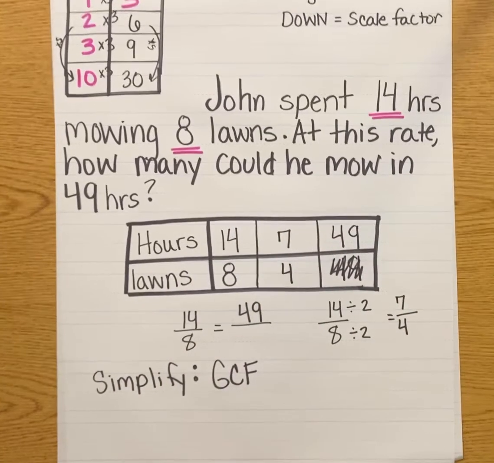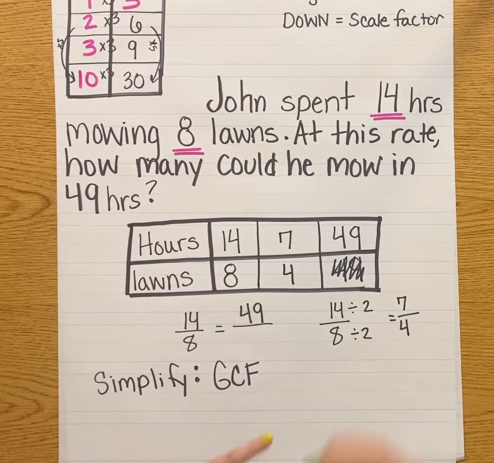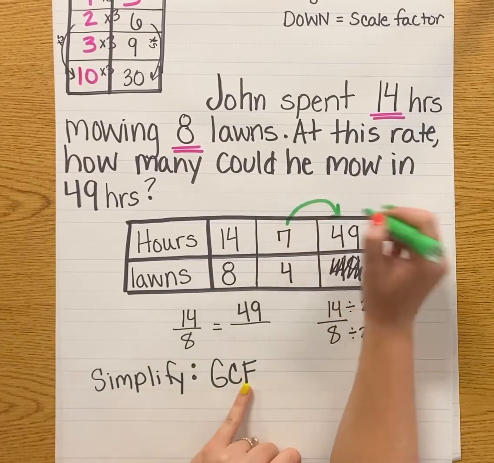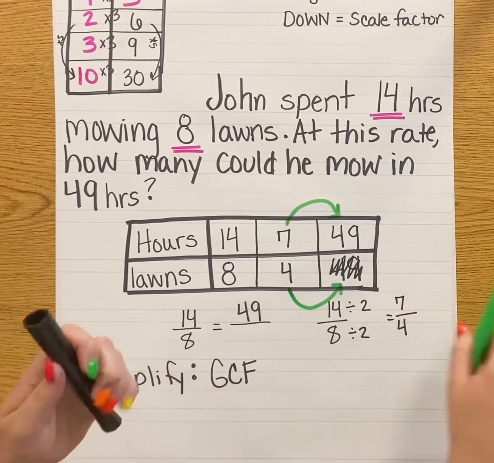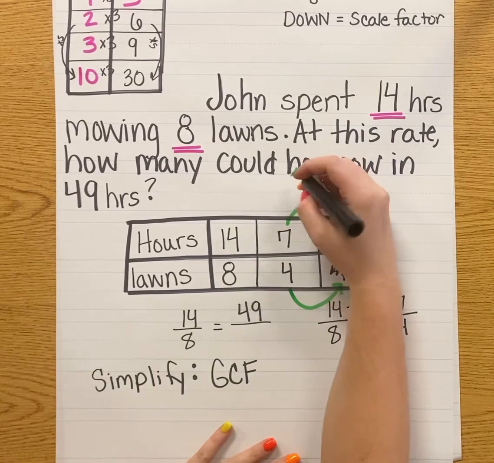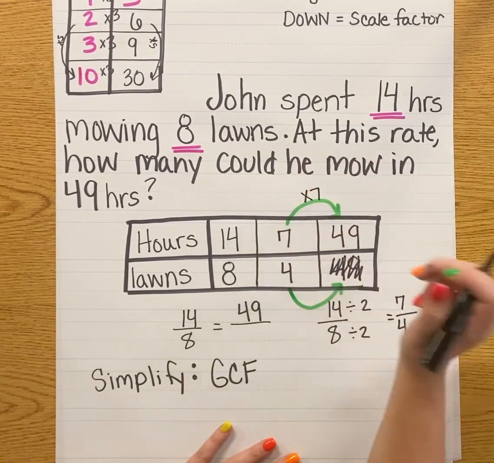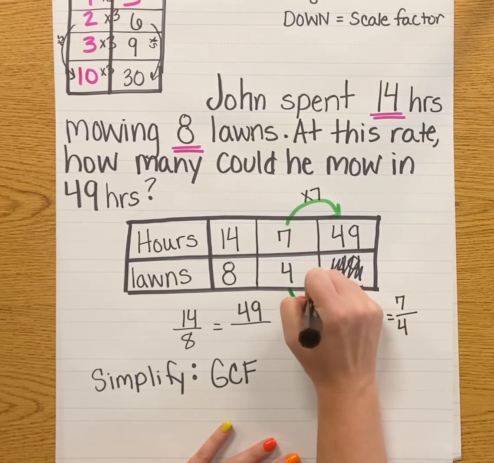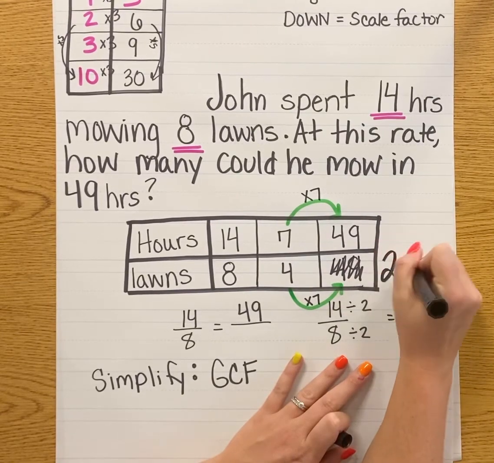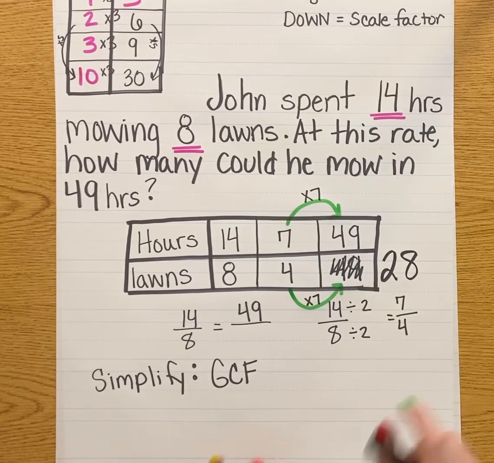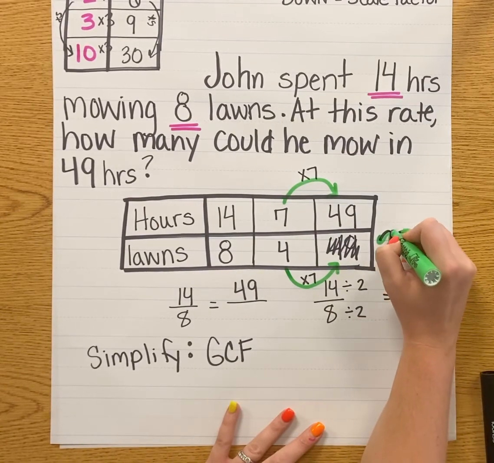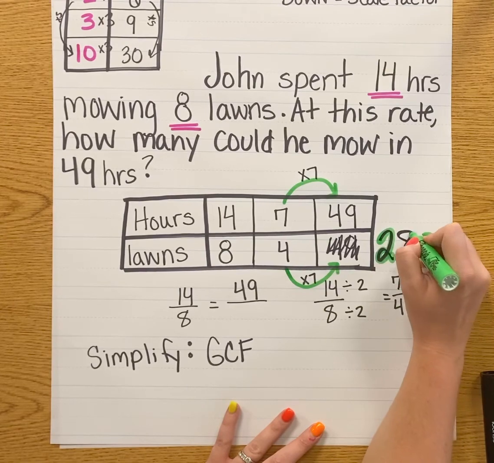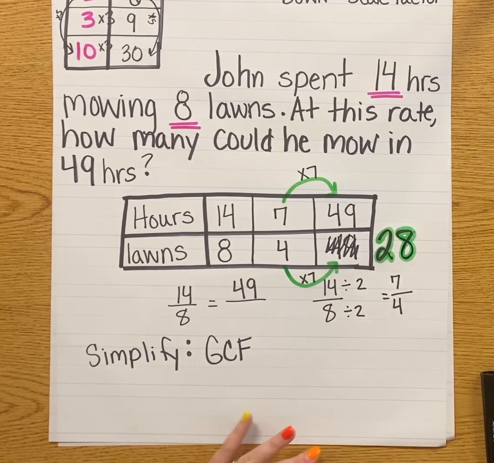Well, now that just makes everything easy, because now 7 times what gives me 49, and then I'm going to do the same to the bottom. 7 times 7 is 49. 4 times 7 is 28. So what that tells me is in 49 hours, he could mow 28 lawns. Okay?